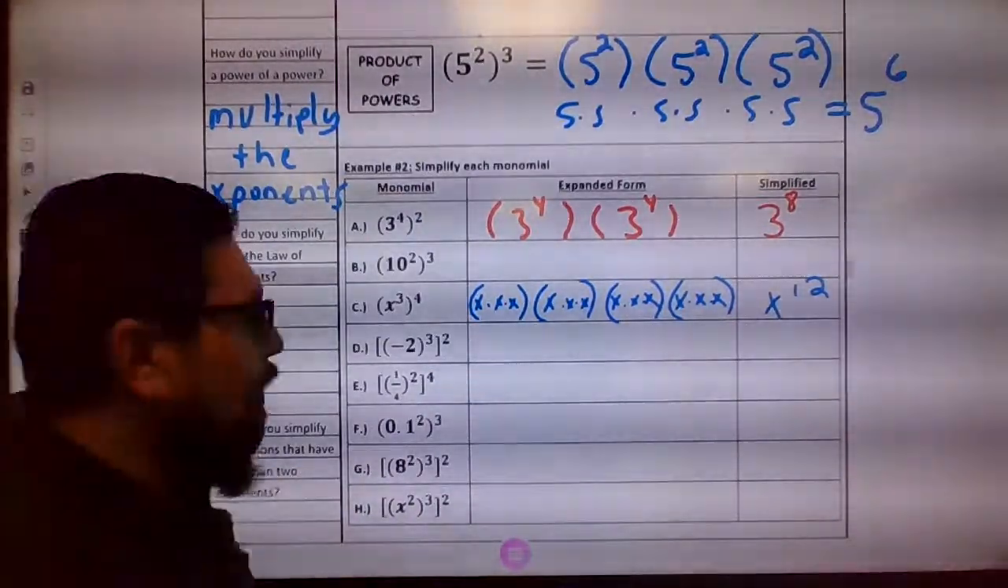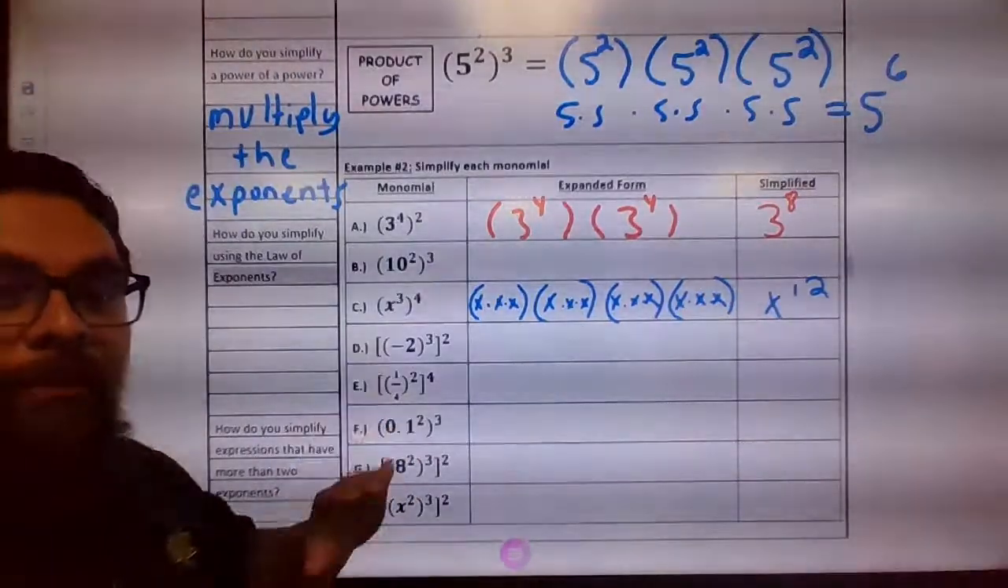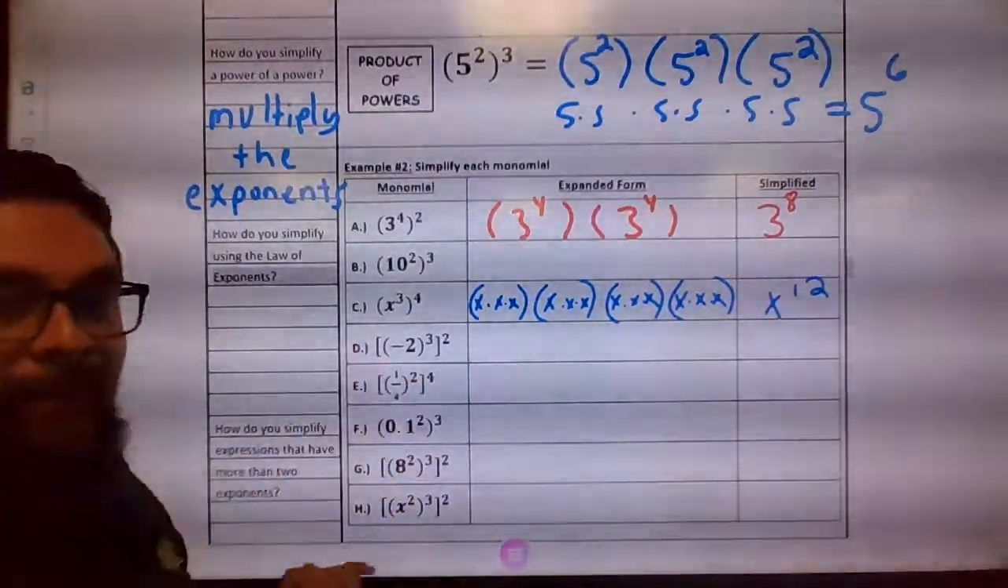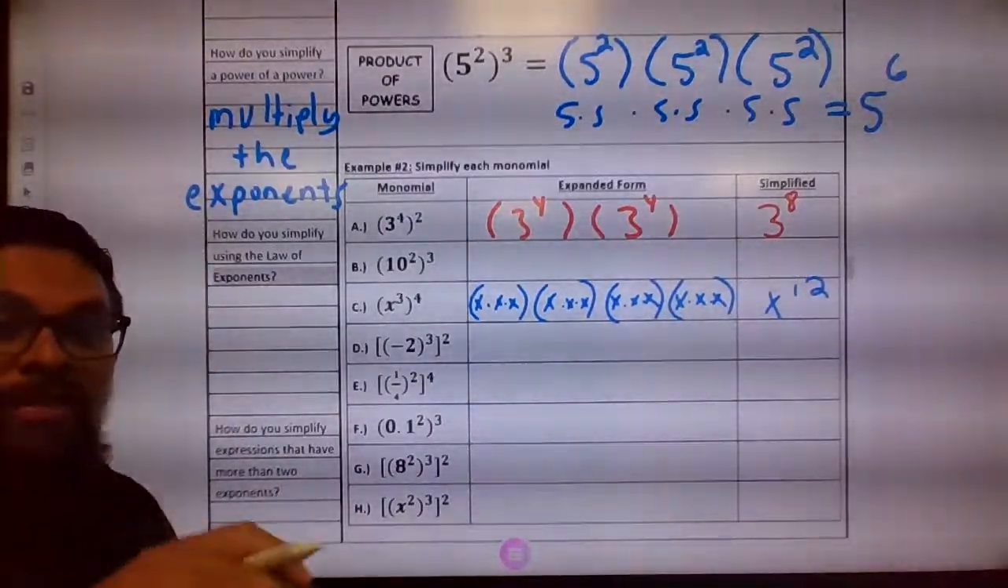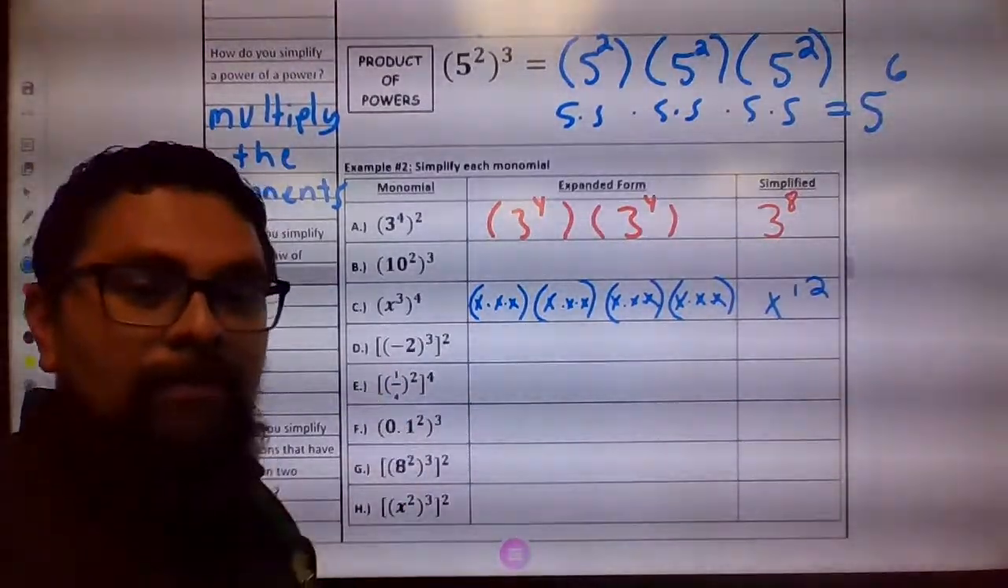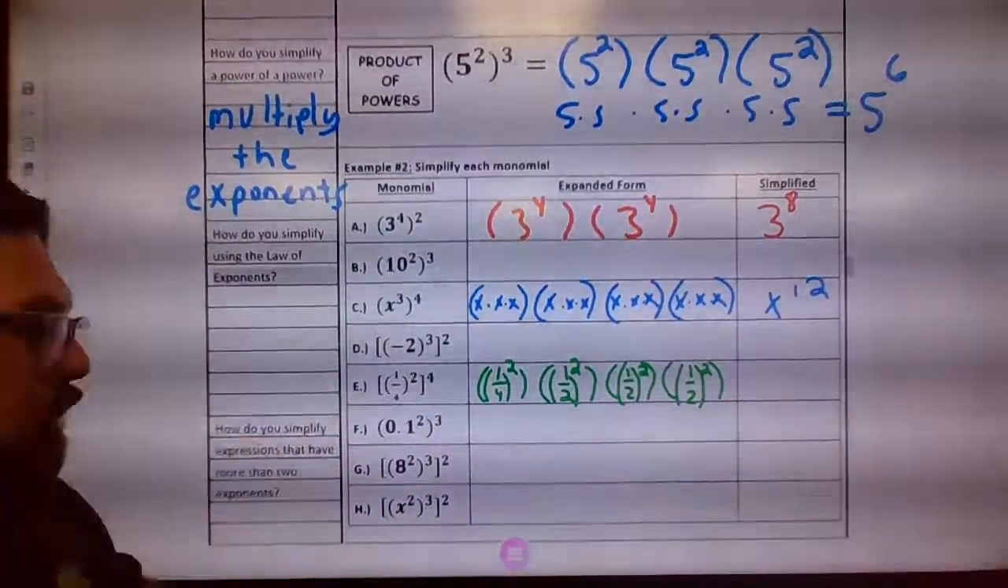All right, so go ahead and try to do D. Now, don't get confused by D, okay, just because there's a negative there. Just do the same thing as this, okay? All right, go ahead and do D. Go ahead and do that one. All right, so let's keep going. Let's go ahead and go to E.